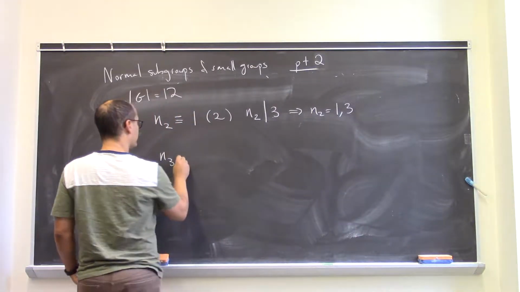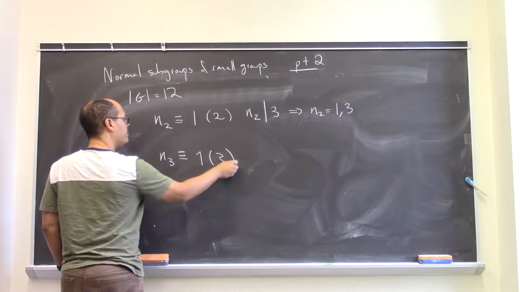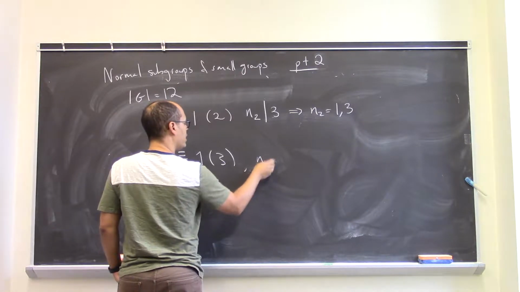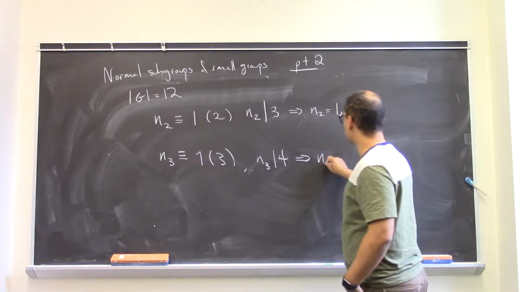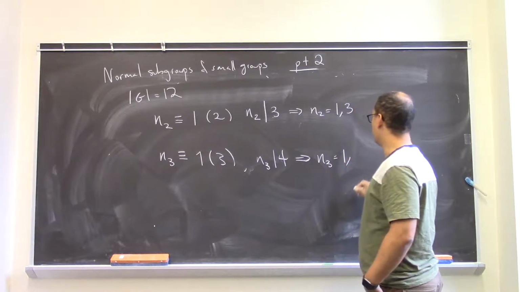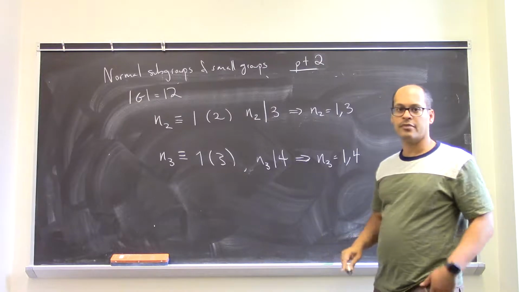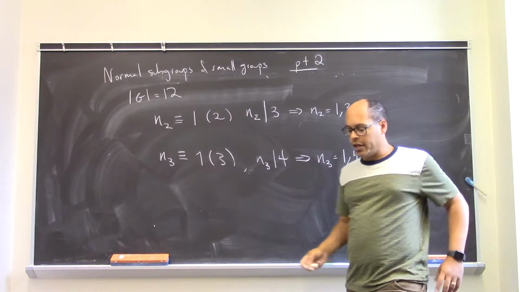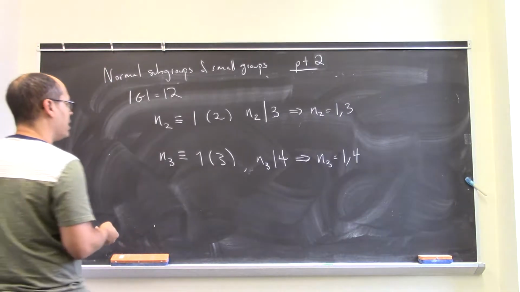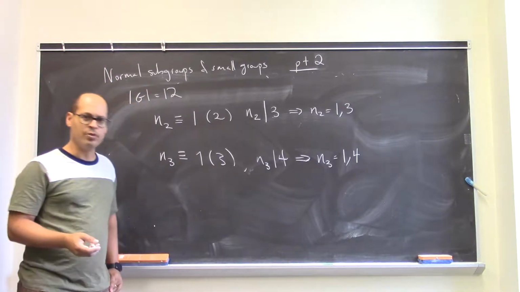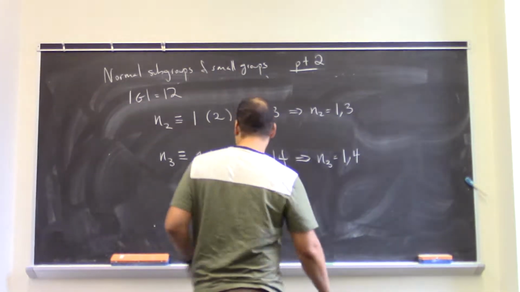The number of 3 Sylow subgroups is going to be congruent to 1 mod 3, and it's going to divide 4. And so that tells us that the number of 3 Sylow subgroups can be either 1 or 4. Oh no, okay, so just looking at this, we don't automatically get that one of them has to be 1. Do we give up? No, we don't give up. We have to go on.